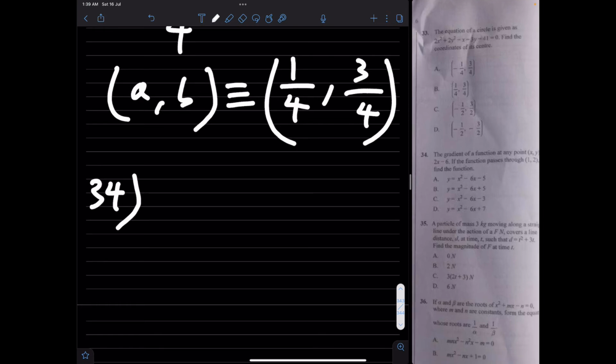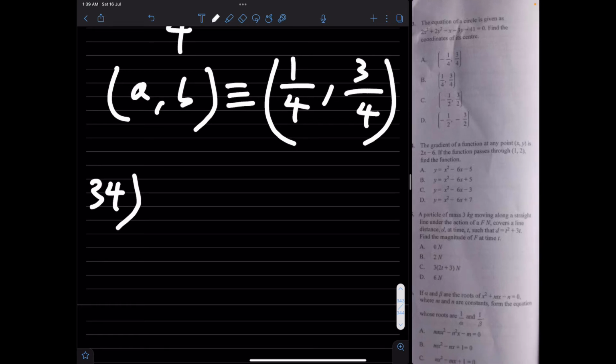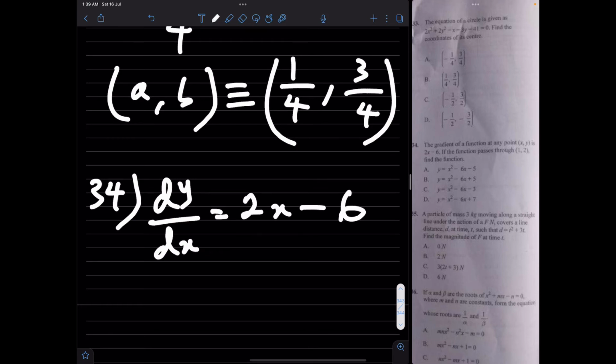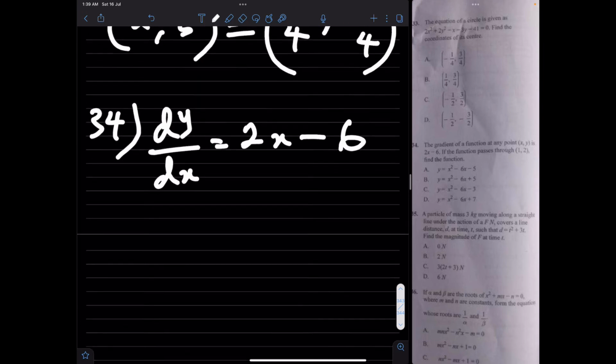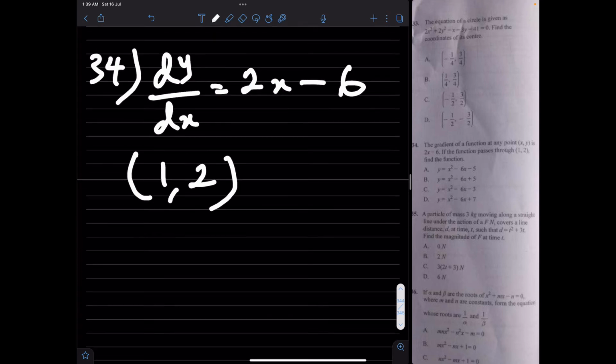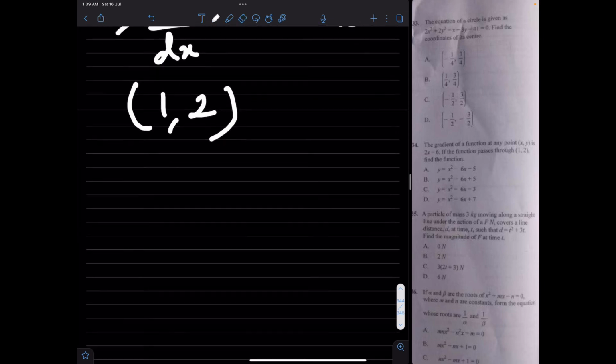The gradient of a function at any point xy is 2x minus 6. Gradient simply means dy/dx. If the function passes through the point (1, 2), that means it passes through a point whose coordinates are 1, 2. Find the function. If we know the gradient of a function, how do we find the function? It's just by integrating that gradient.